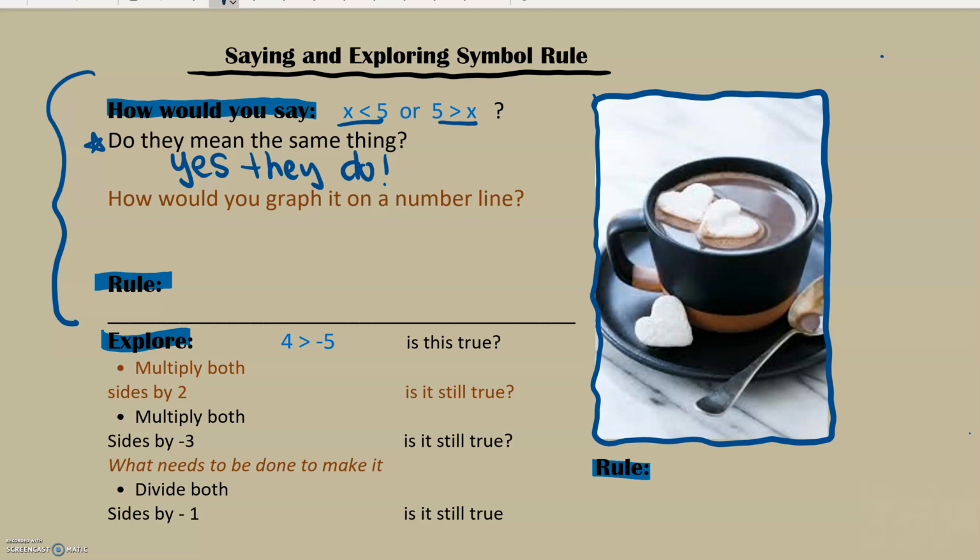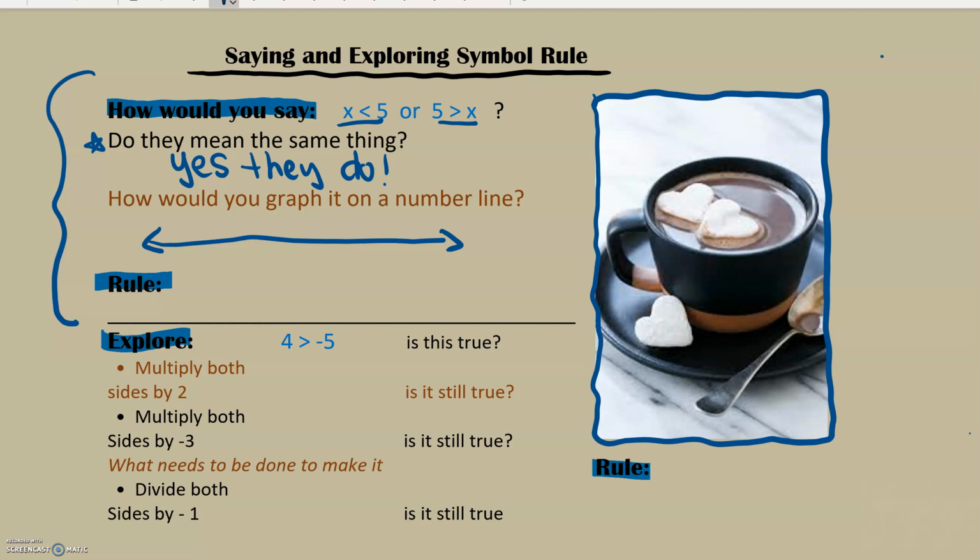So it turns out that x is less than 5 means the same thing as 5 is greater than x. And the way we prove that is by putting it on a number line. So we're going to go ahead and create a number line. And that just means you write a line. Clearly, I write them super straight. Yep, that looks like a number line. We're going to go with it.